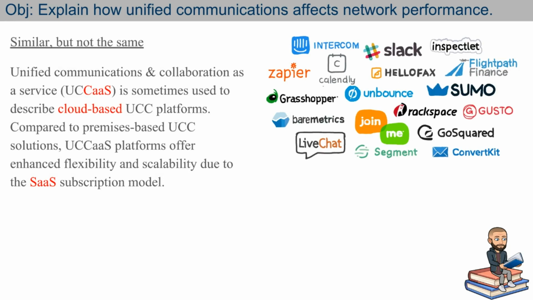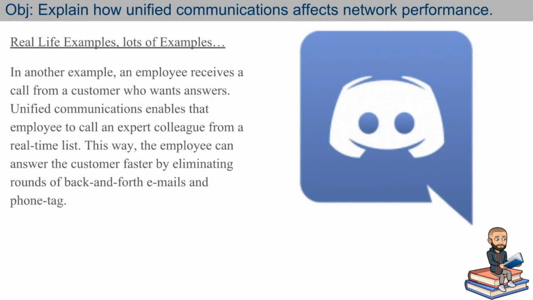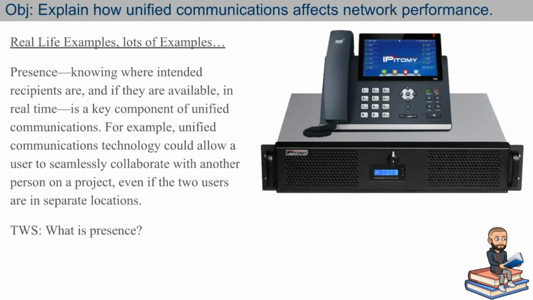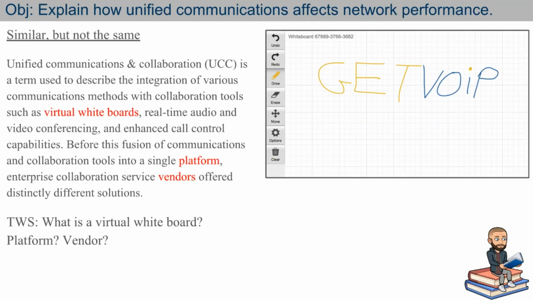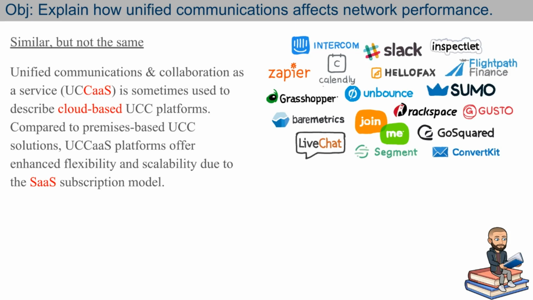The last one I have for you here is Unified Communications and Collaboration as a Service. This is sometimes used to describe cloud-based UCC platforms, and we talked about UCC right up here. So if we throw in a collaboration as a service term, we're talking about things on the cloud, and it says this is compared to premises-based UCC solutions.